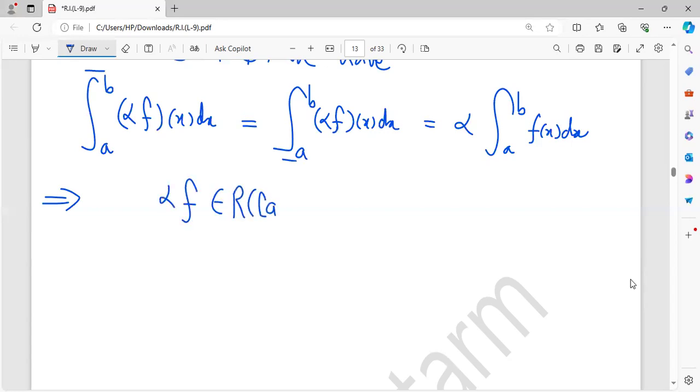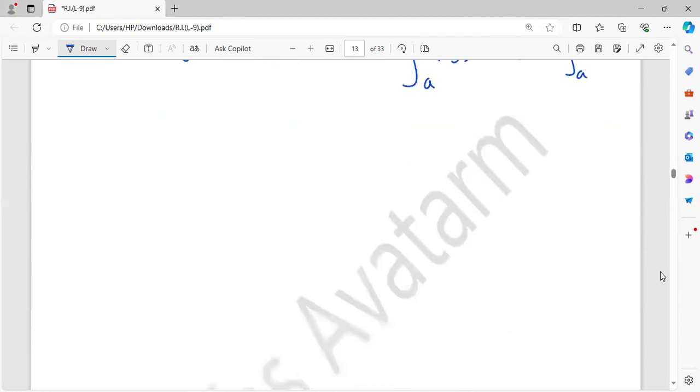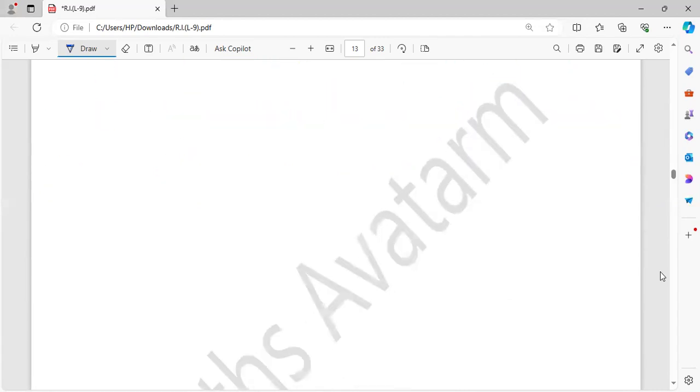It means alpha f is Riemann integrable, and the integral of alpha f is nothing but alpha times the integral from a to b of f. Okay. This theorem is proved now. We have dealt with all the cases of alpha: alpha non-negative and alpha negative. Now I would like to write a corollary.